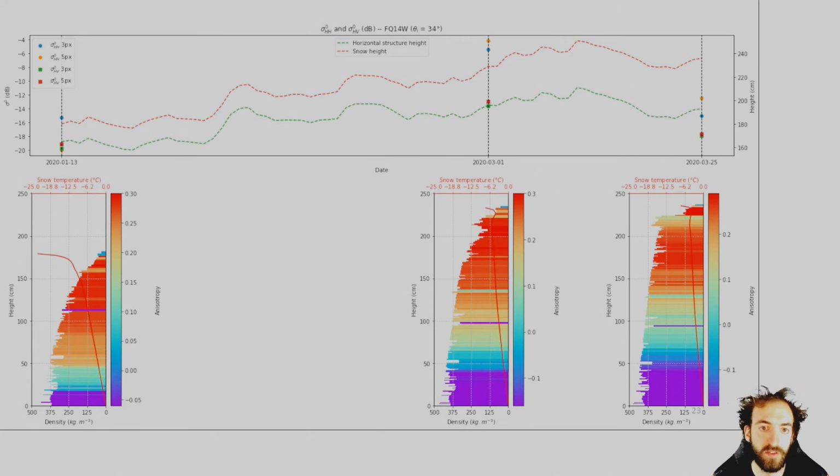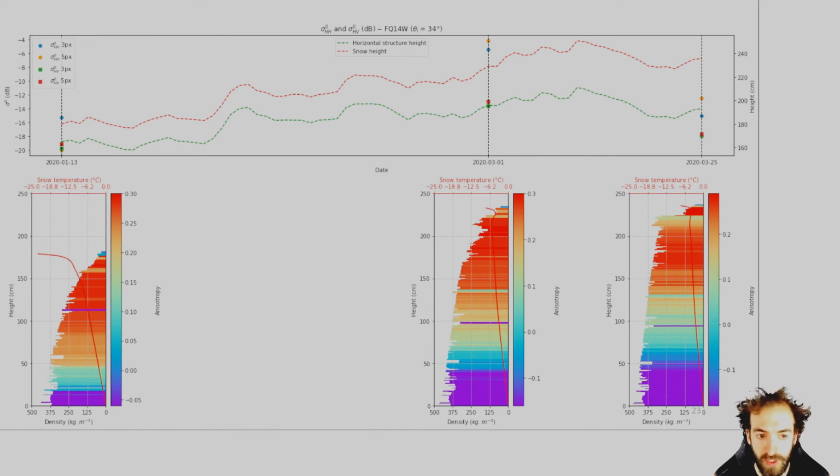This figure is showing the evolution of the backscattered intensity with regard to snow properties. On the lower part of the figure, in the snow plots, each bar is a snow layer, and its width is density. Its color is the anisotropy, and the red line is showing the snow temperature. Now, this specific plot is showing the evolution of the backscattered intensity for the H-emitted polarizations at the FQ14 wide beam mode, which is at 34 degrees of incidence angle.